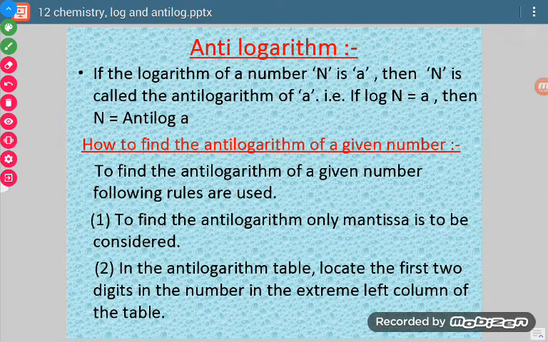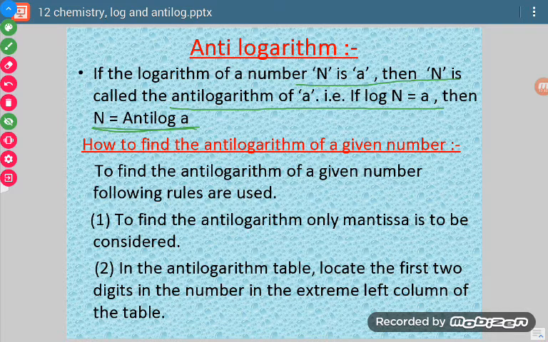Now for anti-logarithm. If the logarithm of a number n is a, then n is called the anti-logarithm of a. That is, if log of n is equal to a, then n is equal to anti-log of a. And one more thing, log and anti-log are reciprocal to each other. Now how to find out the anti-log value of a given number?